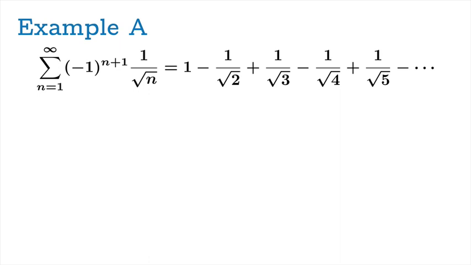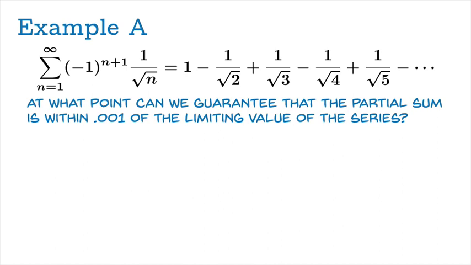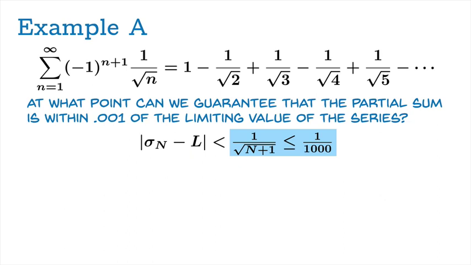So let's play around with this example a little bit more. At what point can we guarantee that the partial sum is within 0.001 of the limiting value of the series? Well, we have the error bound, and we know in this case that the magnitude of the next term we would add is 1 over the square root of n plus 1. And we'd like that error bound to be no worse than 1 over 1,000. So what we're going to do is choose n to make this true. So here's the inequality that we're going to focus on. How can we guarantee that this is true?